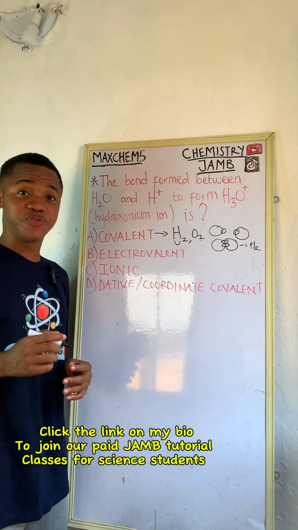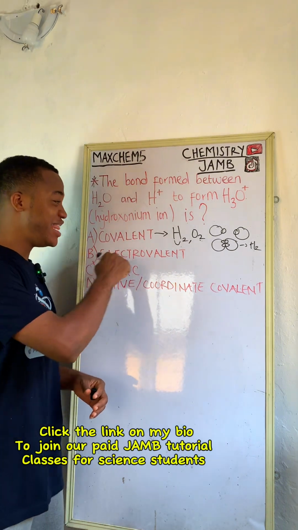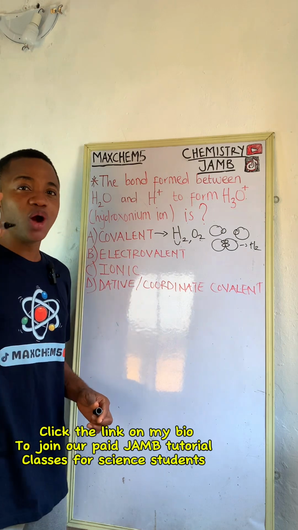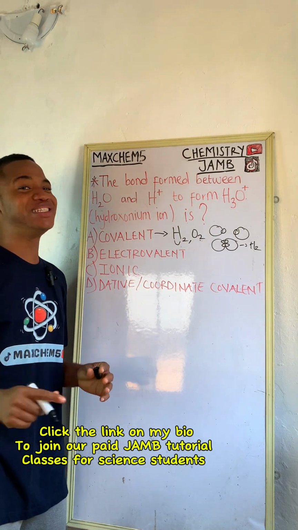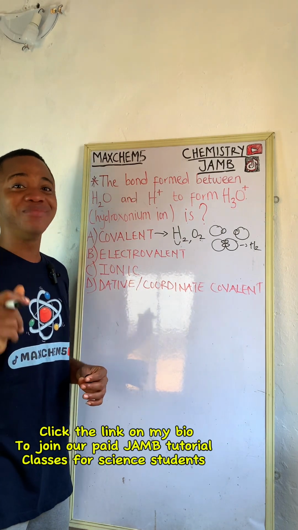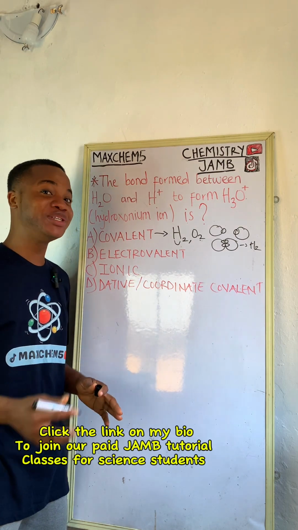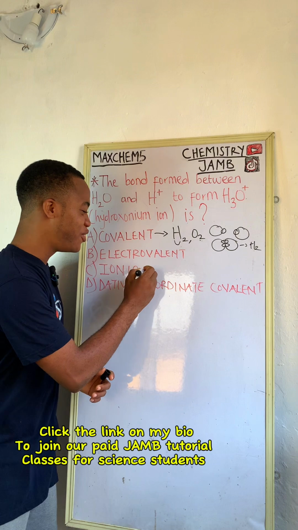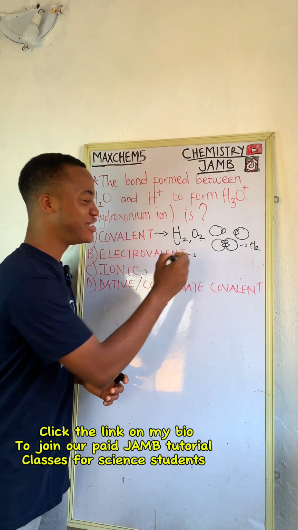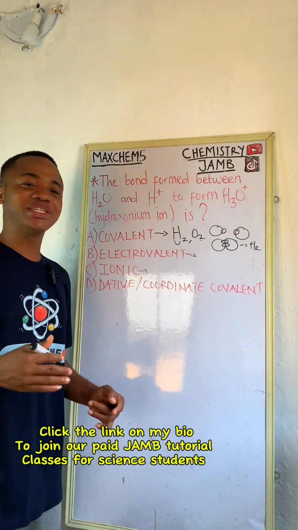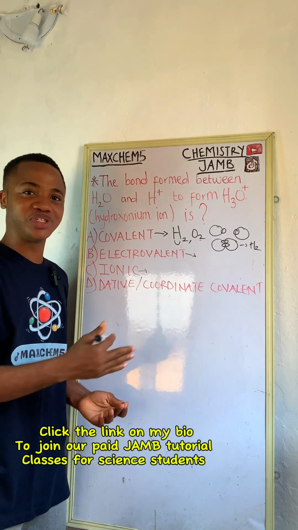So now let us move to the next one. The next one is electrovalent bonding. Don't be confused. Electrovalent bonding has another name, and the other name is ionic bonding. So it is either called electrovalent bonding or ionic bonding. They mean the same thing. So now what is electrovalent or ionic bonding?